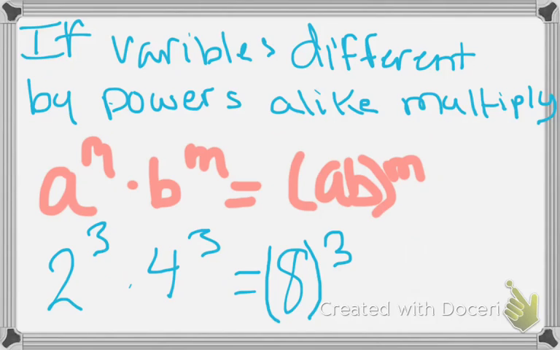A math problem for this would be 2 to the power of 3 times 4 to the power of 3. Because the variables are different, you will multiply them. So you will multiply the 2 times the 4, which will give you 8. And because the exponents are the same, it will carry over. So your answer will be 8 to the power of 3.